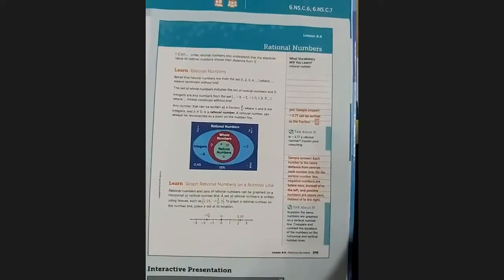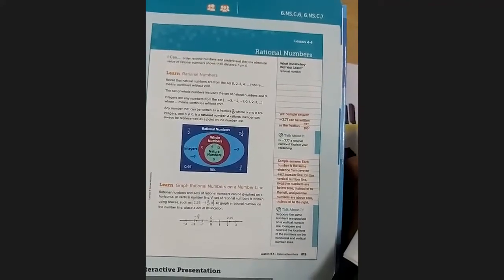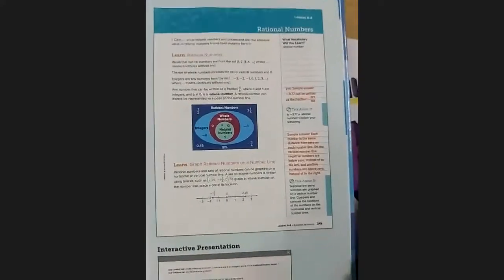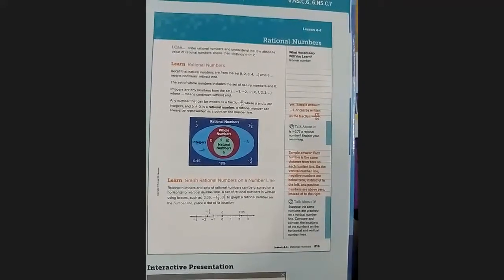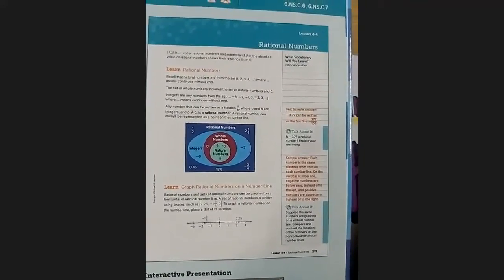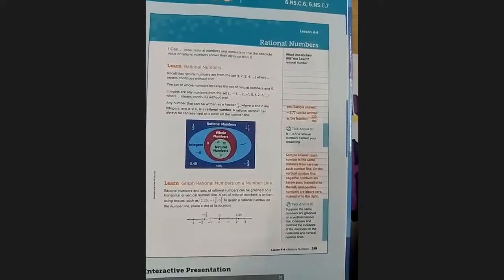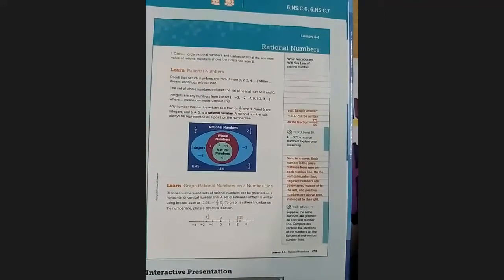Continue. A rational number can always be represented as a point on the number line. Good. Go down here. Graph rational numbers on a number line. Rational numbers and sets of rational numbers can be graphed on a horizontal or vertical number line. A set of rational numbers is written using braces, such as 2.25. Wait, look here, guys.